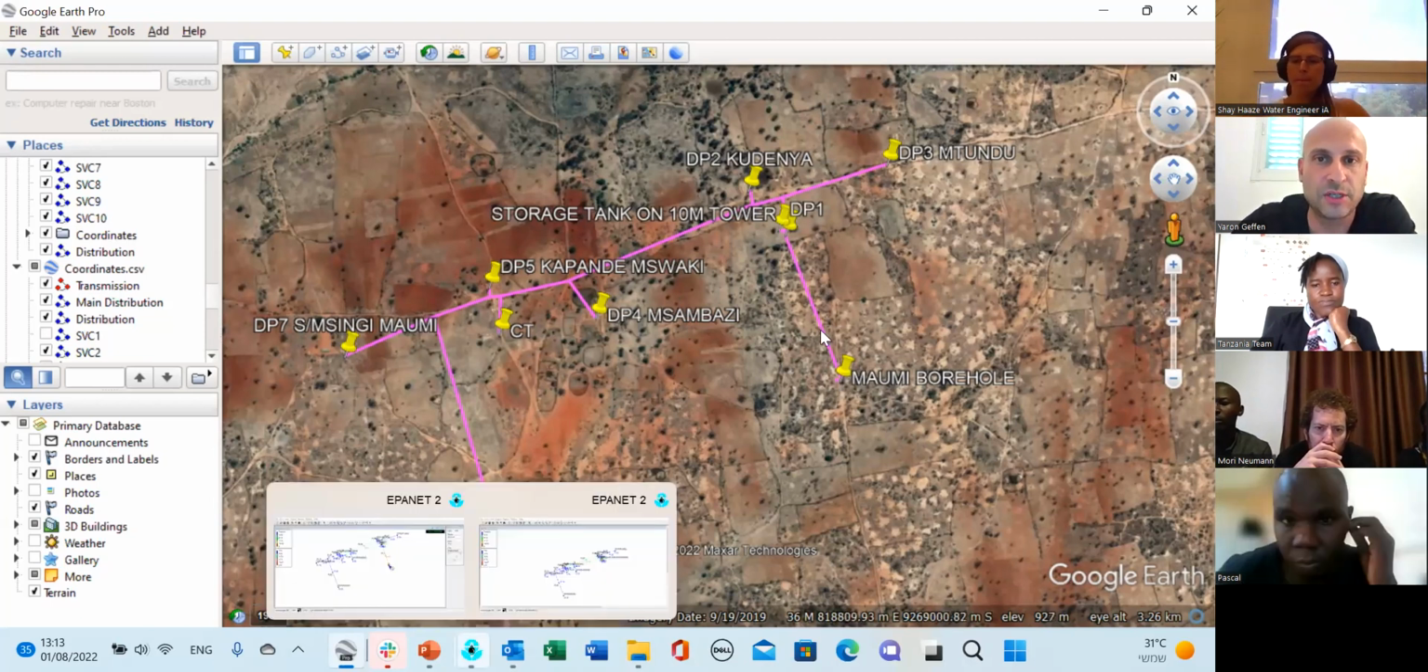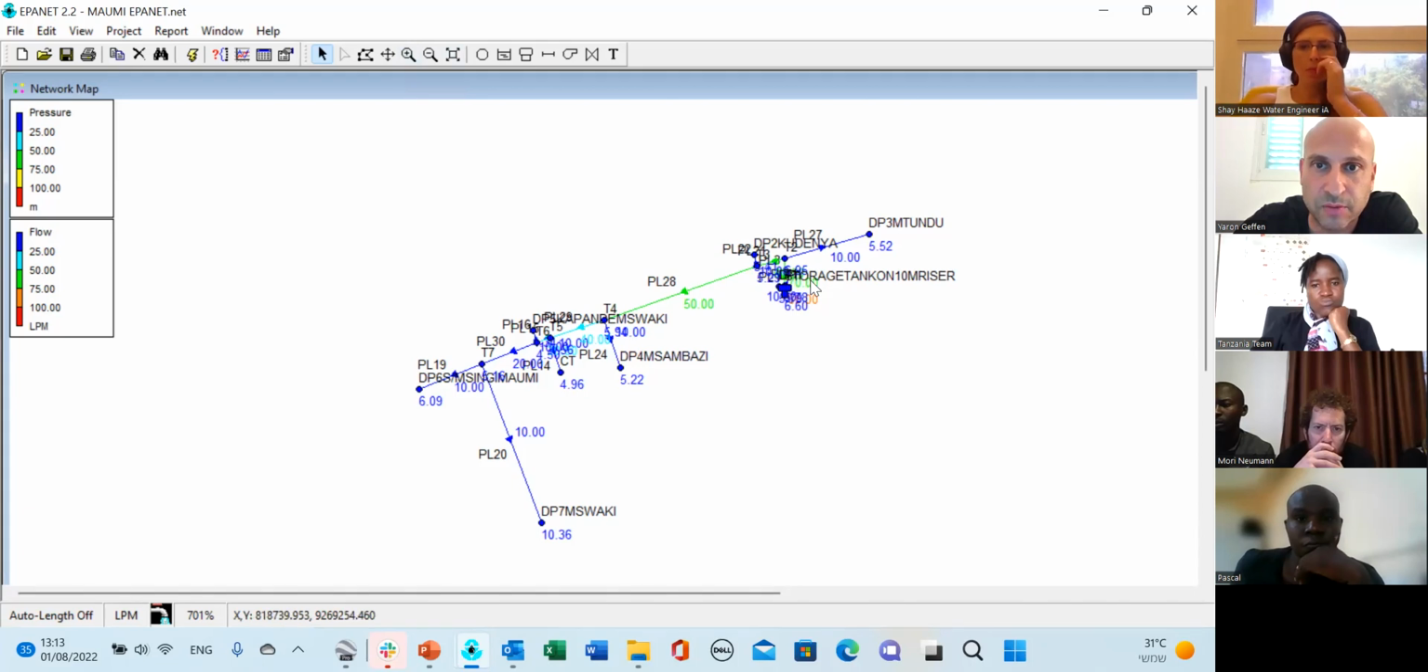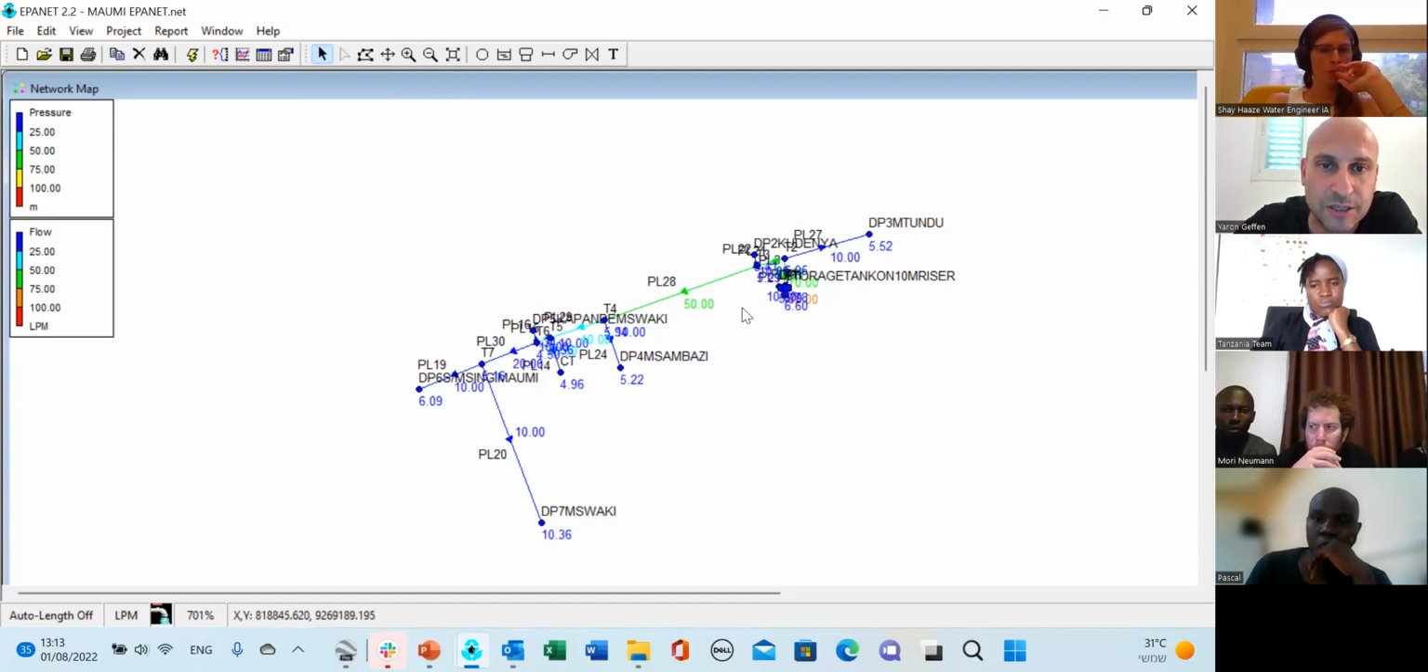So this is the original design. You can see that we have here a 10-meter tower. I can zoom in so you can see. We can see the flow in liters per minute and the pressure at each node. And we can see that the pressure is okay. It is more than 3 meters in each node, in each tap stand, as required.